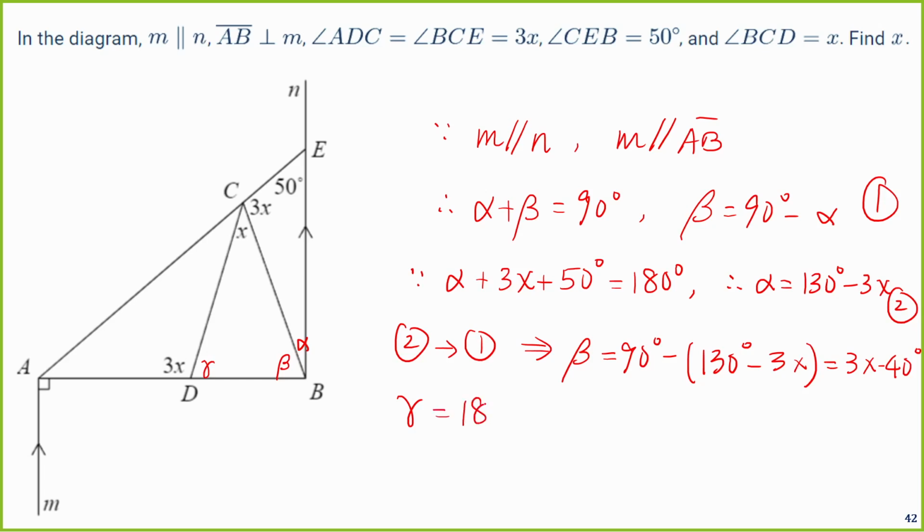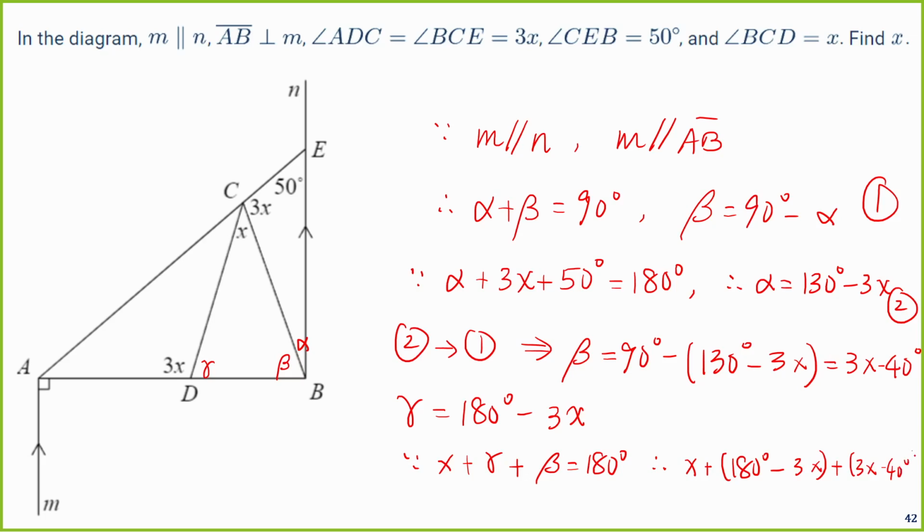Then gamma equals 180 degrees minus 3x. Because x plus gamma plus beta equals 180 degrees, therefore we have x plus 180 degrees minus 3x plus 3x minus 40 degrees should equal 180 degrees. And again, one unknown variable, one equation, we should be able to find x, right? Well, as I said, there could be more than one method to solve it. Probably your method is better than mine, okay? The final solution is x equals 40 degrees. The key is to establish an equation in terms of x.